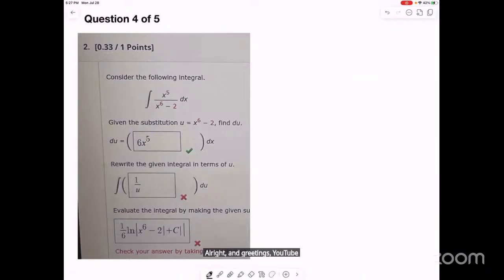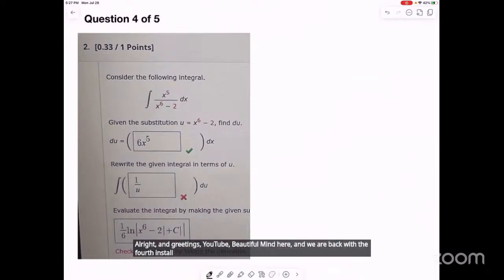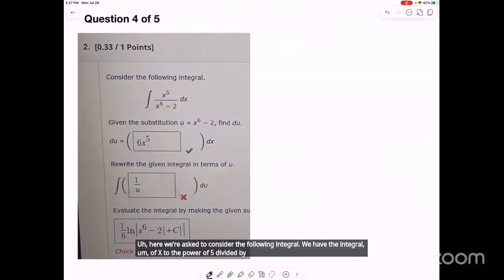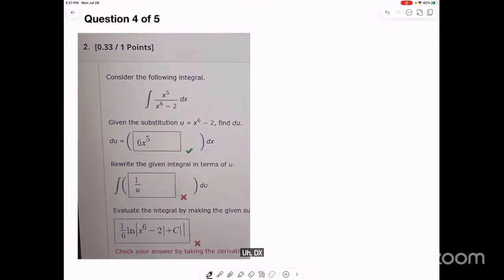Beautiful Mind here, and we are back with the 4th installment of the series of 5 questions from calculus regarding integrals. Here we're asked to consider the following integral. We have the integral of x to the power of 5 divided by the quantity x to the power of 6 minus 2 dx. We're given this substitution, u equals x to the power of 6 minus 2. Find du, okay? It looks like we have a proper du there.